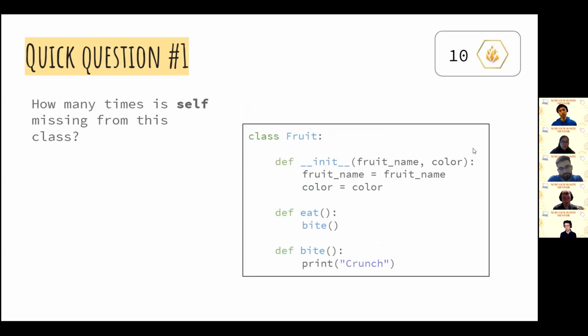So I'm going to start us off with a quick question here. How many times am I missing the keyword self in this code? Take 2 minutes, read it over carefully, and try to figure out every single spot. Remember, defining a method, use self. Calling a method, don't use self inside the parameters. Okay, try it out. 2 minutes.